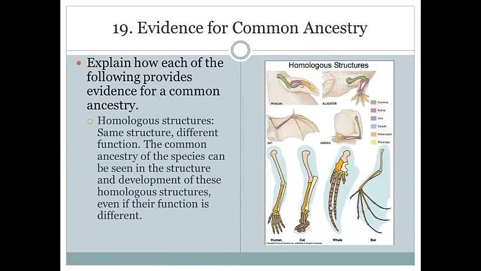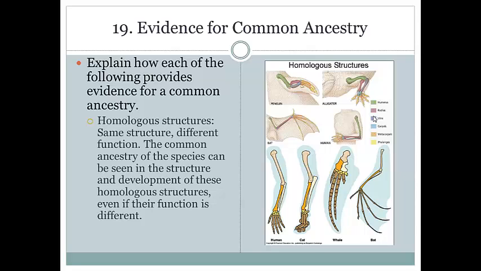Next question is about homologous structures. These are going to be structures that have the same structure, but they have different functions. So the common ancestry of species can be seen in the structure and the development of these homologous structures, even if their function is different.